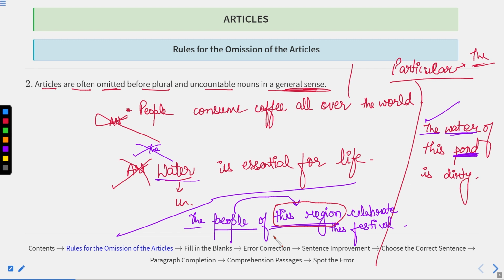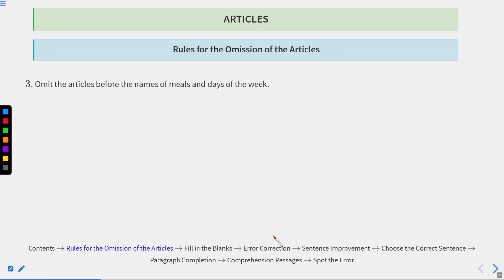I hope you understood. If we have any noun and we are making it particular, we should use the before it. But if we are talking about them in general sense, we should not use any article before them. Okay. Now let us move to the next rule.